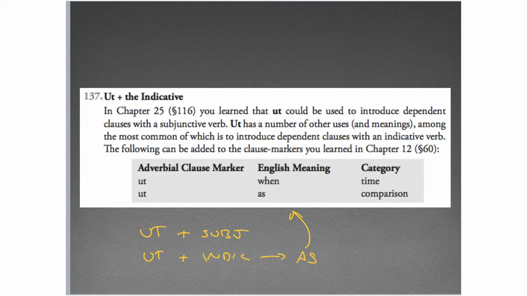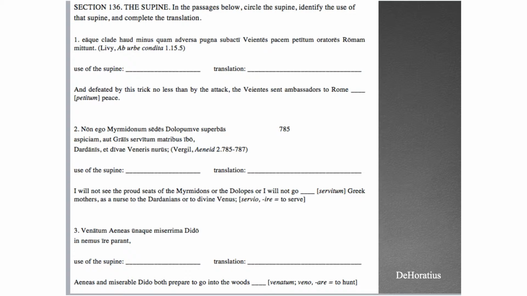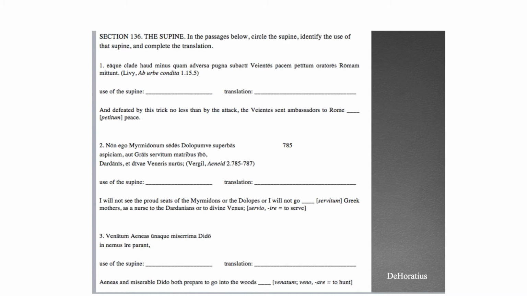Ut can also sometimes be used in a straight comparison without a verb. So I can just say ut plus a noun, and that's basically your straightforward simile. So that is ut plus indicative. "As" is the key word in translating it. Here are some examples. This is for the supine. Circle the supine, identify the use of the supine, and finish the translation.